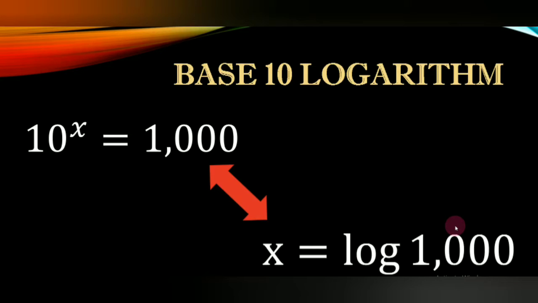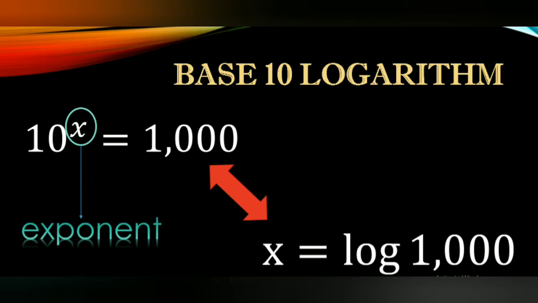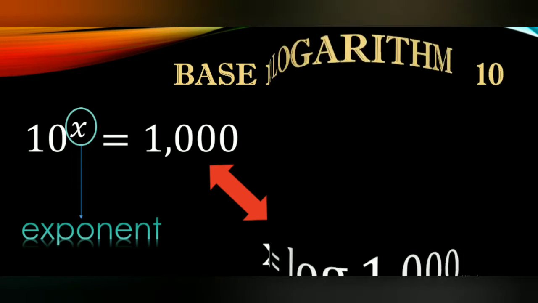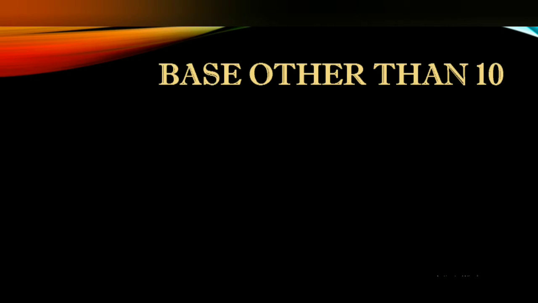This is the transformation that we've learned before, and I just want to emphasize that we are seeing the logarithm in the perspective of the exponent. Therefore, a logarithm is an exponent, right? Because the logarithm of 1000 equals x, and x is the exponent. Let me repeat again: a logarithm is an exponent. Now let's go to bases other than 10.